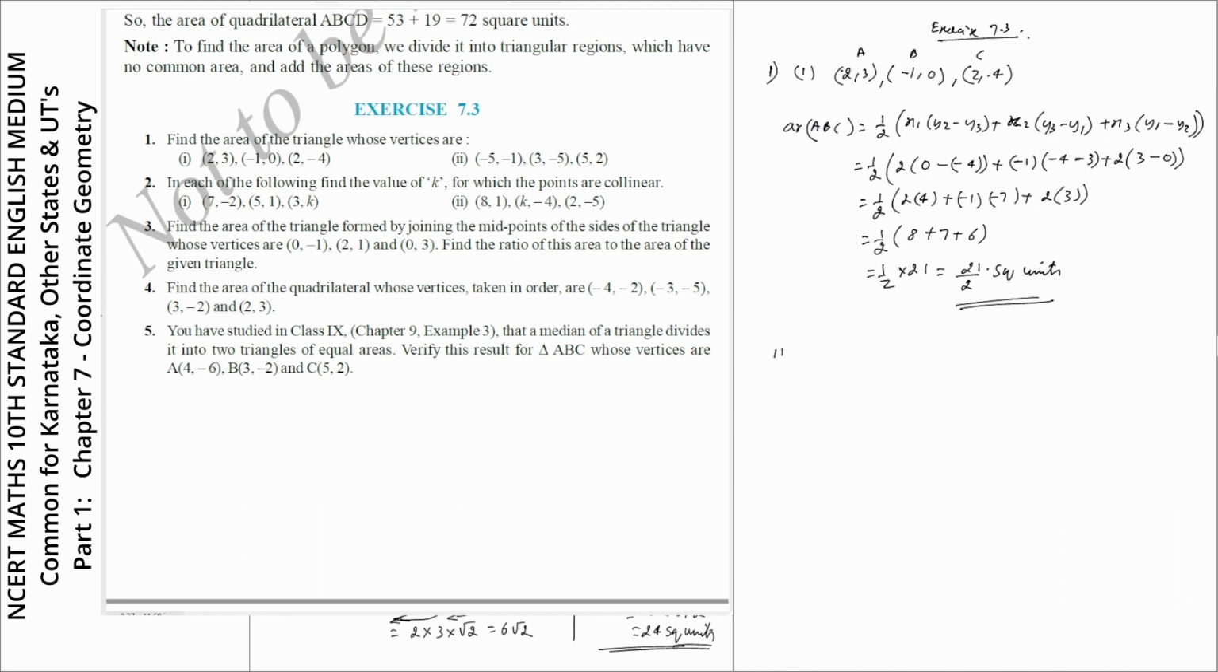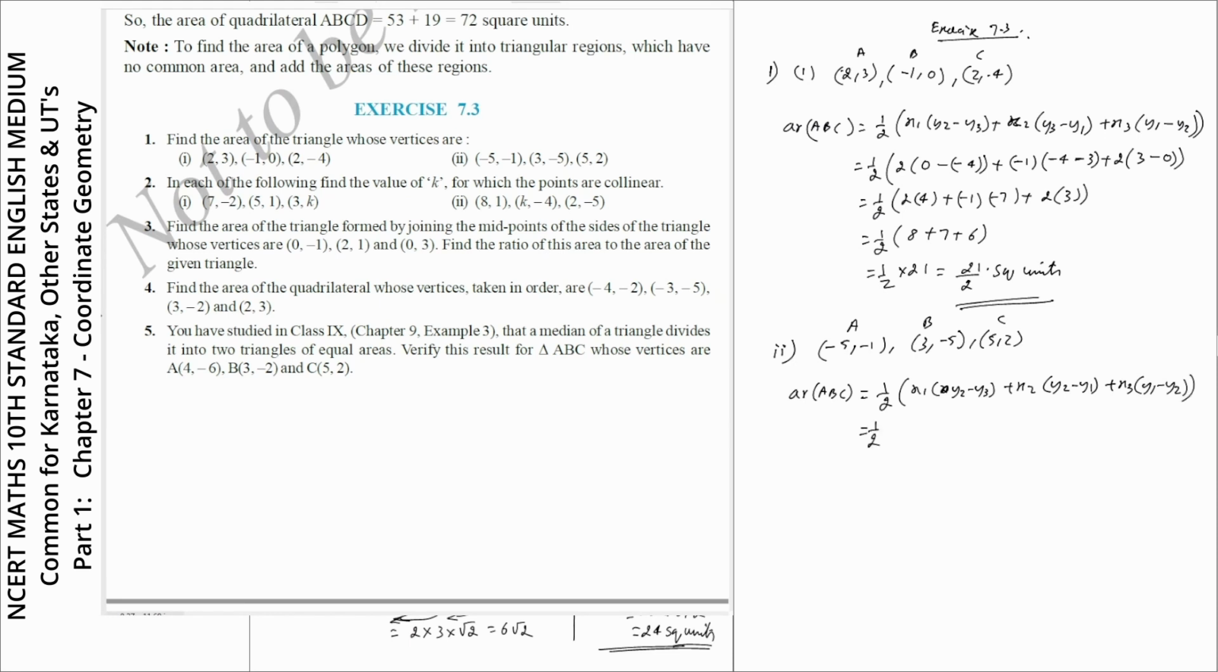Now second sub question. So the given points are (minus 5, minus 1), (3, minus 5), and (5, 2). So this is a direct question. I'll take points A, B, C. Now the area of triangle ABC is given by half into, first write the formula, x1 into (y2 minus y3) plus x2 into (y3 minus y1) plus x3 into (y1 minus y2).